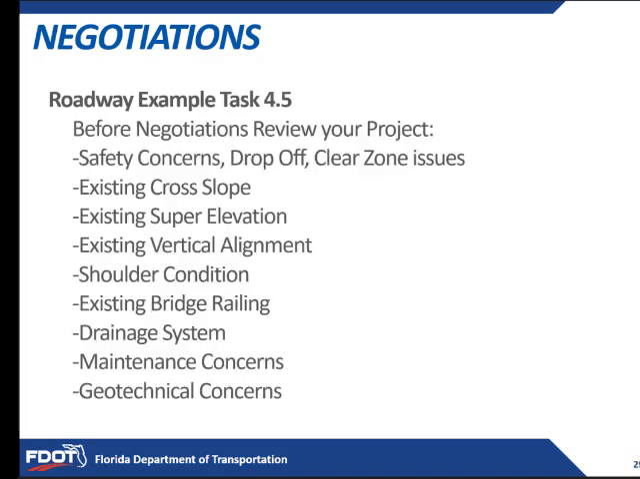So with our example, going out in the field, we can evaluate: are there any other safety concerns? Drop-offs, clear zone issues. What's the existing cross slope? What's the existing super elevation? What's the existing vertical alignment? Are there any shoulder conditions? Substandard shoulders. Existing bridge railing, does it need to be updated? Drainage system, are there any drainage concerns? Maintenance concerns, are there any concerns that were written into the maintenance scope that came from maintenance? Are there any geotechnical concerns? And sometimes that's found by looking at the existing asphalt surface, if there's patching, and seeing if it's an area that has the potential for unsuitable materials.